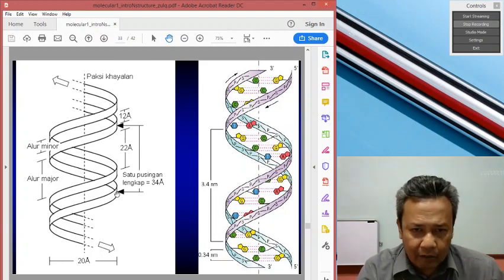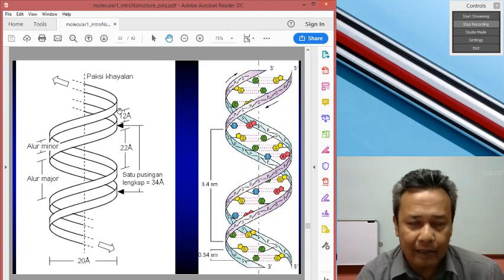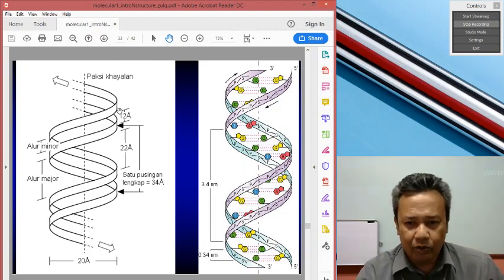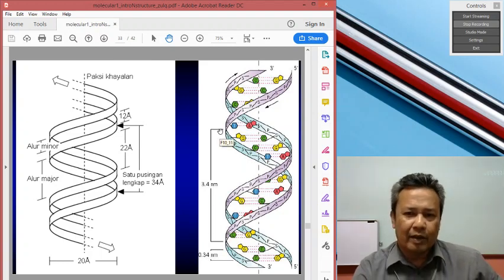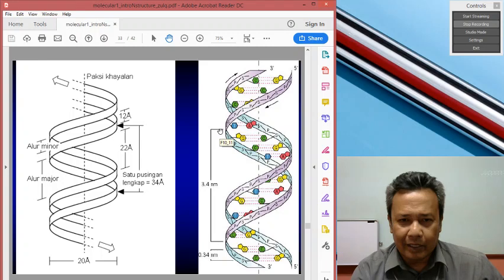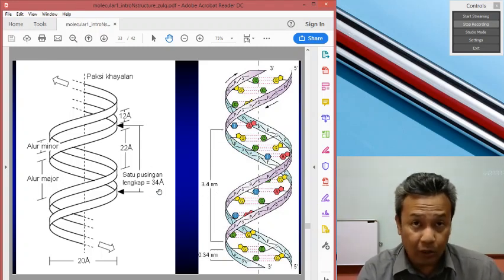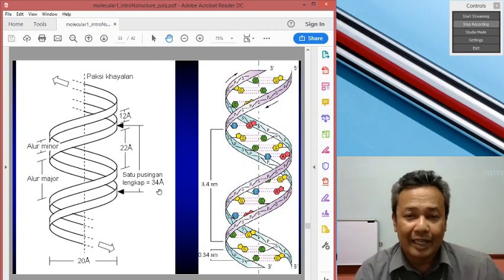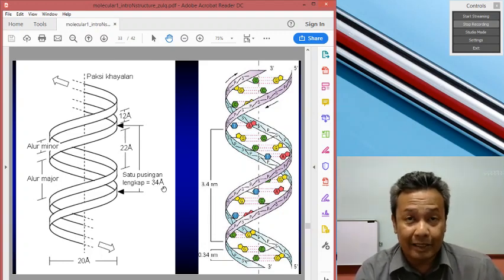And if you look here, one complete turn is roughly about 10 bases, so you can actually count. The distance of one base is about 0.34 nanometers, and the distance of one complete turn is 3.4 nanometers. 3.4 nanometers is the same as 34 angstrom, not Armstrong. Please don't make that mistake. This is angstrom.